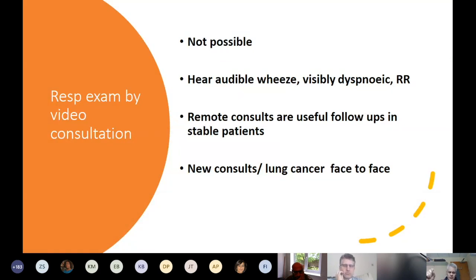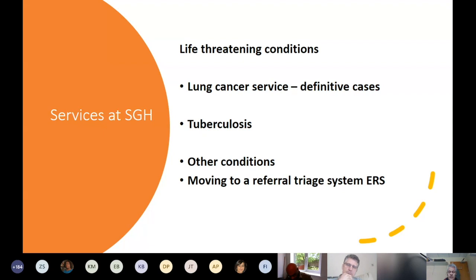I think remote and video consultations are useful to follow up and talk to patients who are stable. New patients that are undiagnosed, and for example patients with lung cancer, still need face-to-face consults, and we are still offering face-to-face consultations certainly for patients who radiologically have obviously got a lung cancer, and other sick people. We're still continuing to deal with life-threatening conditions. We're still seeing acute, new tuberculosis cases, and we will be moving on to other conditions shortly.